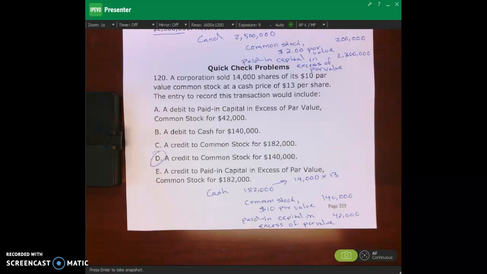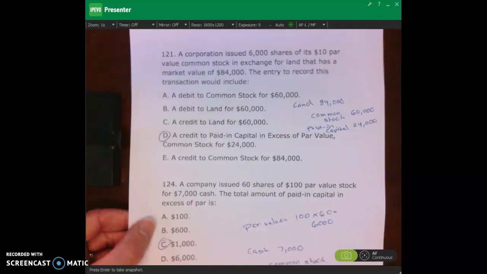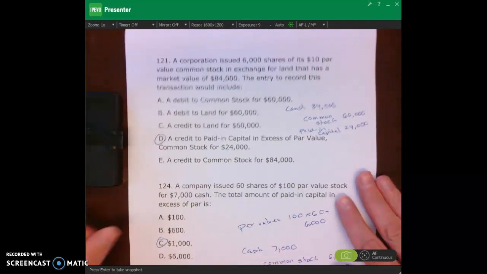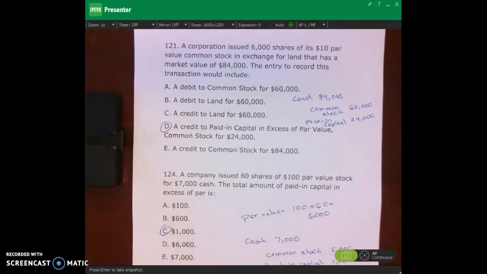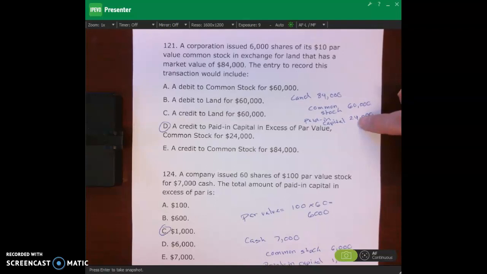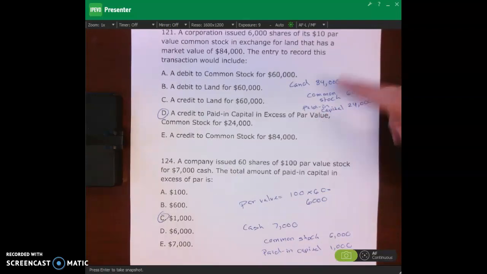Okay? Let's look at 121. Corporation issued 6,000 shares of its $10 par value stock in exchange for land. Has a market value of 84,000. Here's the full journal entry. Debit to land 84, credit to common stock 60,000. Okay? And then credit to our paid in capital of 24,000. And so then D is the right answer.